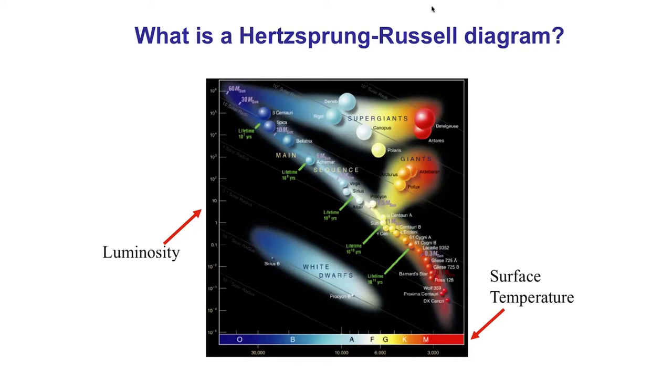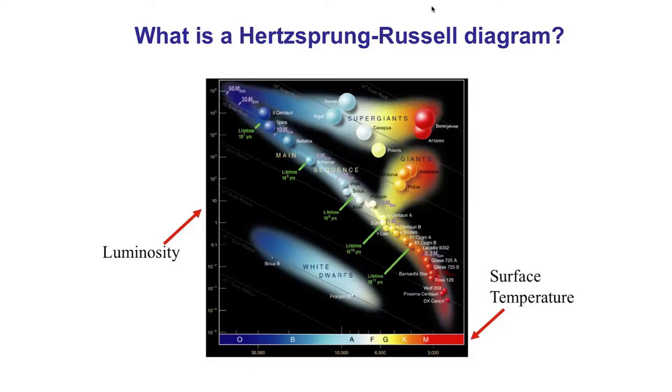What is a Hertzsprung-Russell diagram? Well, it's named after two astronomers, Ejnar Hertzsprung and Henry Norris Russell, who independently in the early 1900s made a plot like this of stars in the nearby universe and almost immediately realized how important it was. So what is it? Well, it's a graph that plots luminosity on the y-axis. Here we go, luminosity. And it plots surface temperature on the x-axis.